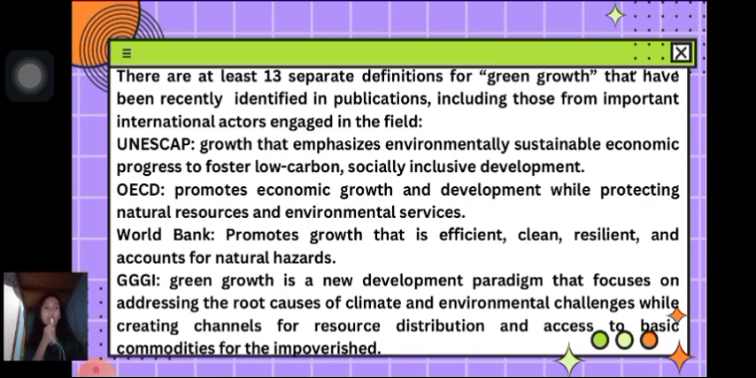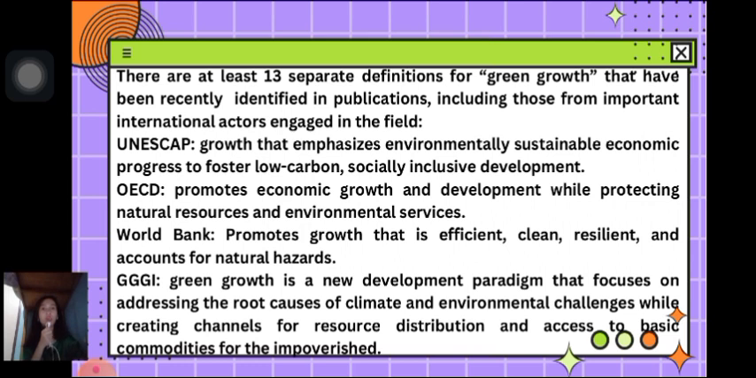So the next one is the World Bank. In the World Bank definition, green growth promotes growth that is efficient, clean, resilient, and accounts for natural hazards. So here, it defines that growth is efficient in its use of natural resources, clean in that it minimizes pollution and environmental impacts, and resilient in that it accounts for natural hazards and the role of environmental management and natural capital in preventing physical disasters.